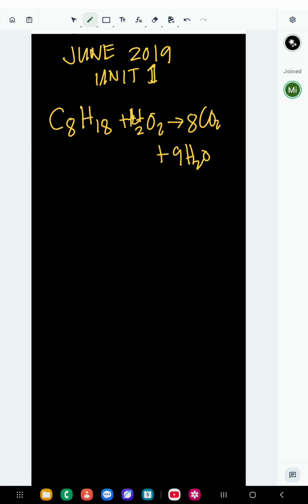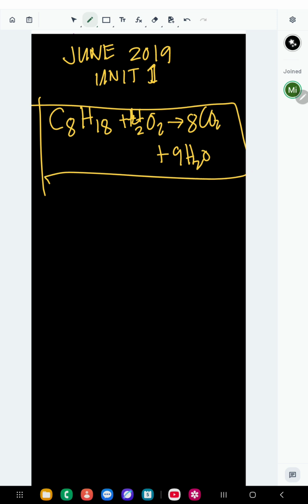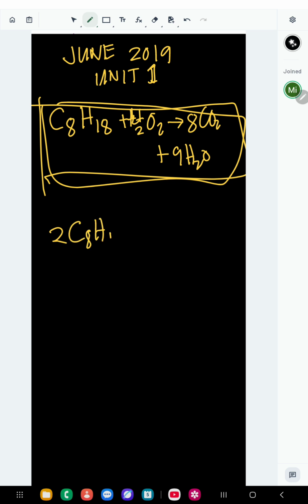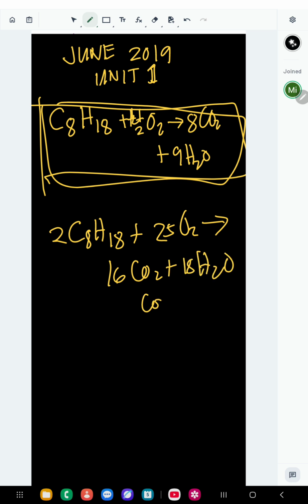Okay, but you can write it in this way, but from your paper the answer is this one. It says incomplete. Okay, so you just answer this one, because when you balance it this way, this is complete. 16 CO2, 18 water. So this one is complete combustion, this one is incomplete.